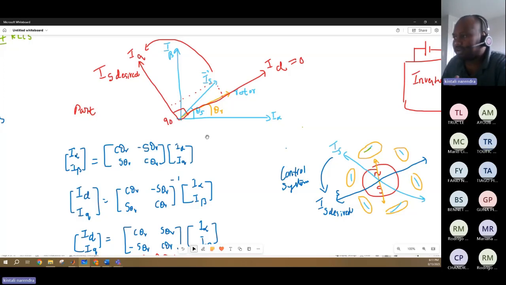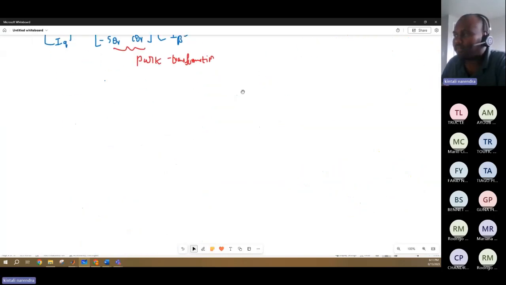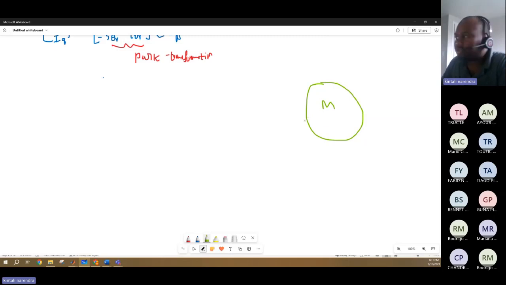Now let's take the whole picture of understanding of field-oriented control of a brushless DC motor. You have a motor. To this motor, you connected an inverter.